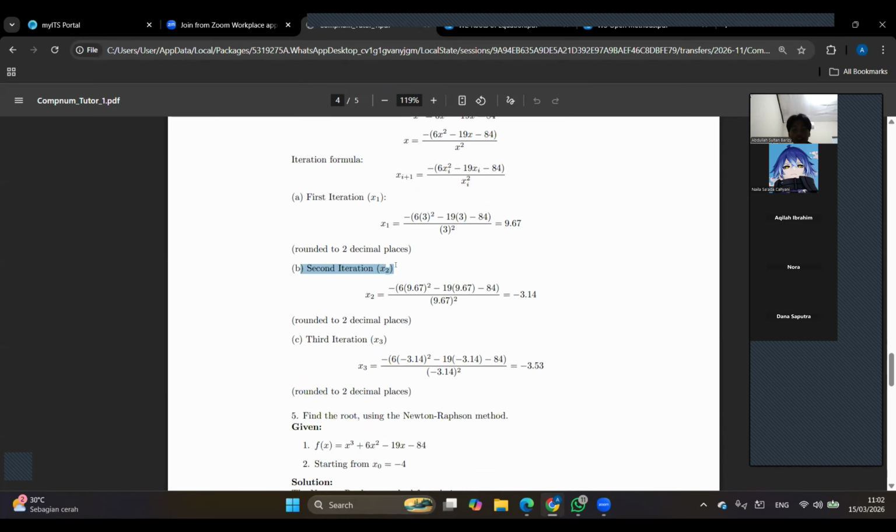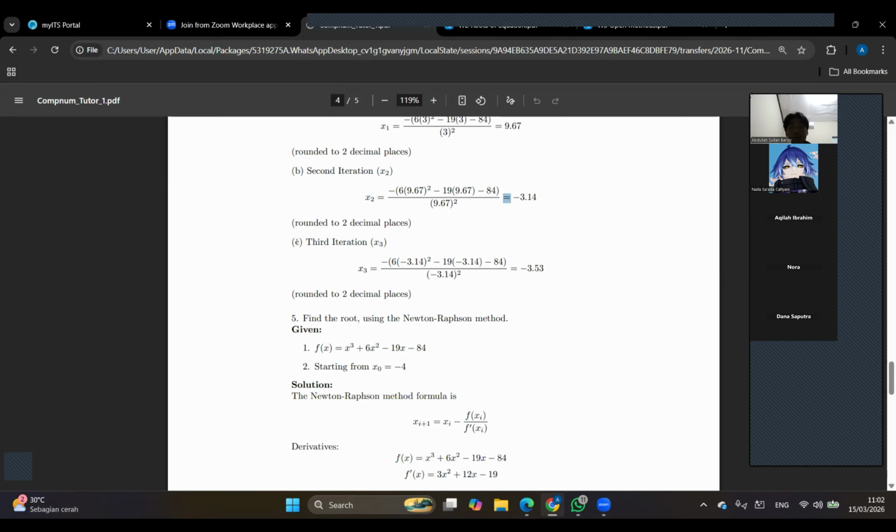For the second iteration, we do the same. We substitute 9.67 into the equation. We calculate this and then we will get that x2 is equal to minus 3.14. Okay, for the third iteration, we will do the same. We just substitute minus 3.14 into the formula, calculate this, and then we will get minus 3.53 for the x3.